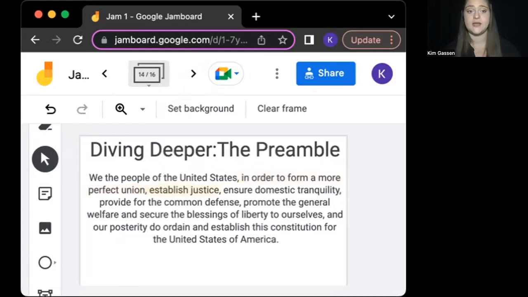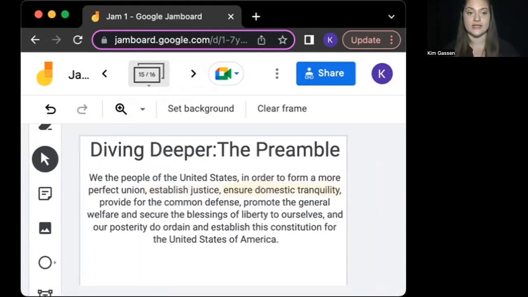Establish justice. What they mean by establishing justice is actually kind of point blank. They mean to set up a better system for the courts. They're like, we noticed the Articles of Confederation kind of did the courts dirty, and now we want to set up a better court system.